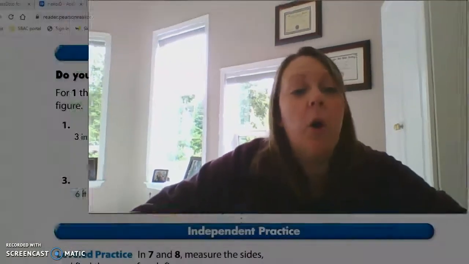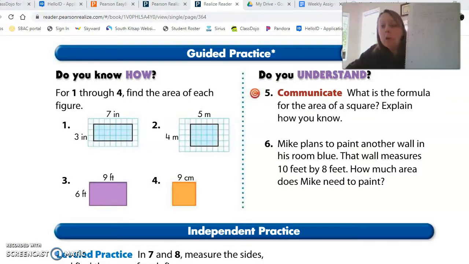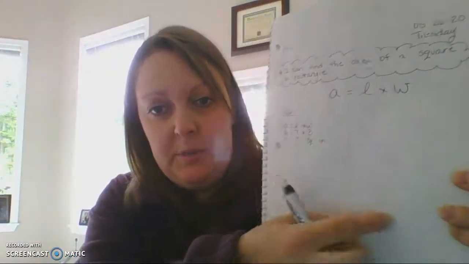And remember, it's always in square units. So it's inches. So square, SQ, inches. And that way, all around the world, everybody knows square inches. We all get the same measurement, just like this. Okay, number 2.